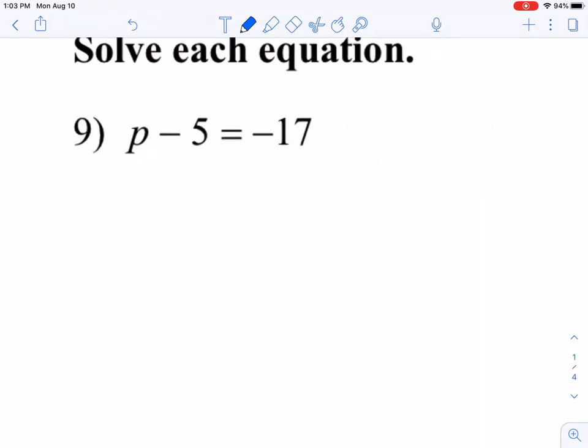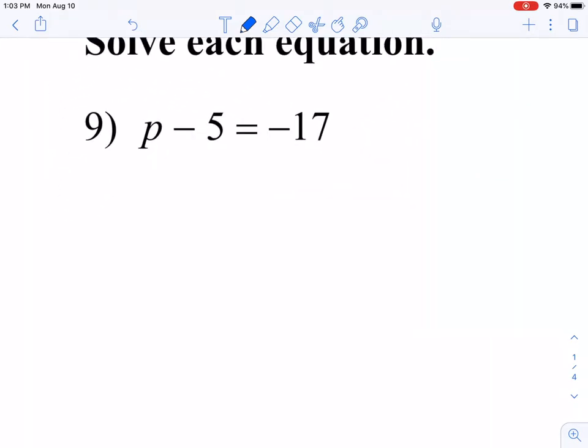Okay, one-step equations. These should have been covered in algebra, but we're going to continue to do them just so that you see them. So the first thing I'm looking for is, what do I need to get by itself? I need to get p alone. And right now there's a minus 5 that's hanging out with it. So I need to get rid of this minus 5.